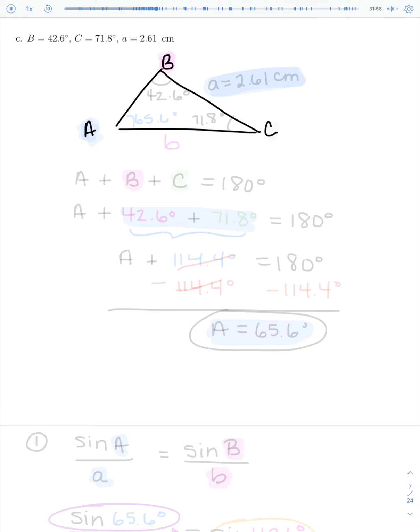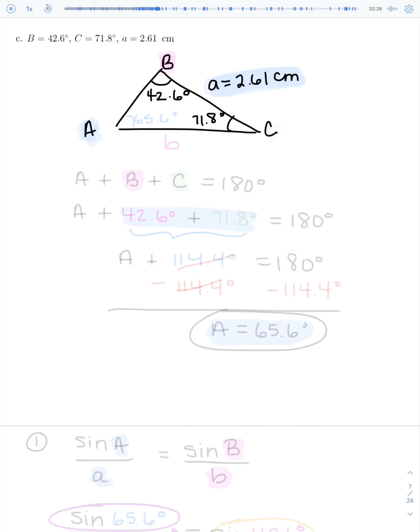We do not have angle A according to this problem. We do have angle B, which is 42.6 degrees. And we do have angle C, which is 71.8 degrees. And we do have side A, which is opposite angle A, which is 2.61. And they did give us units this time in centimeters. And that's really important that they're finally giving us units.